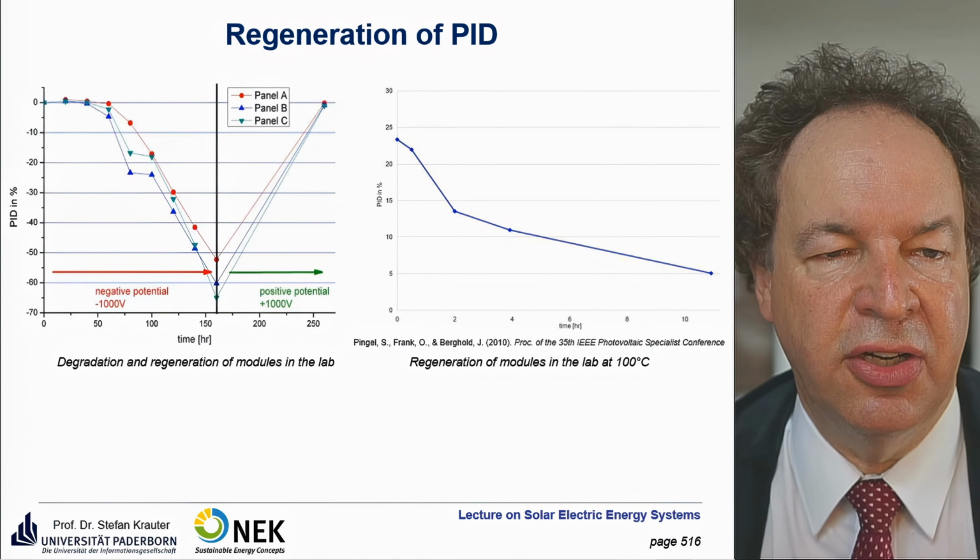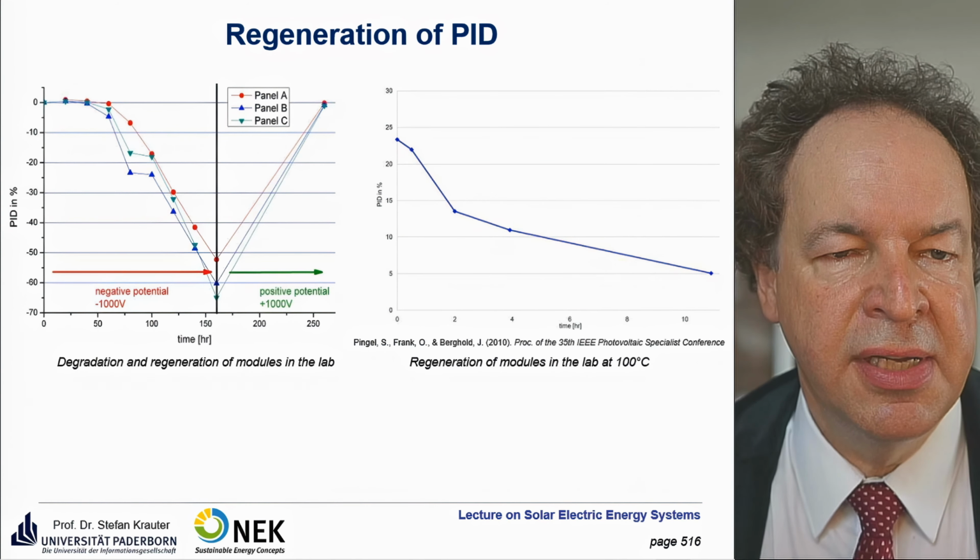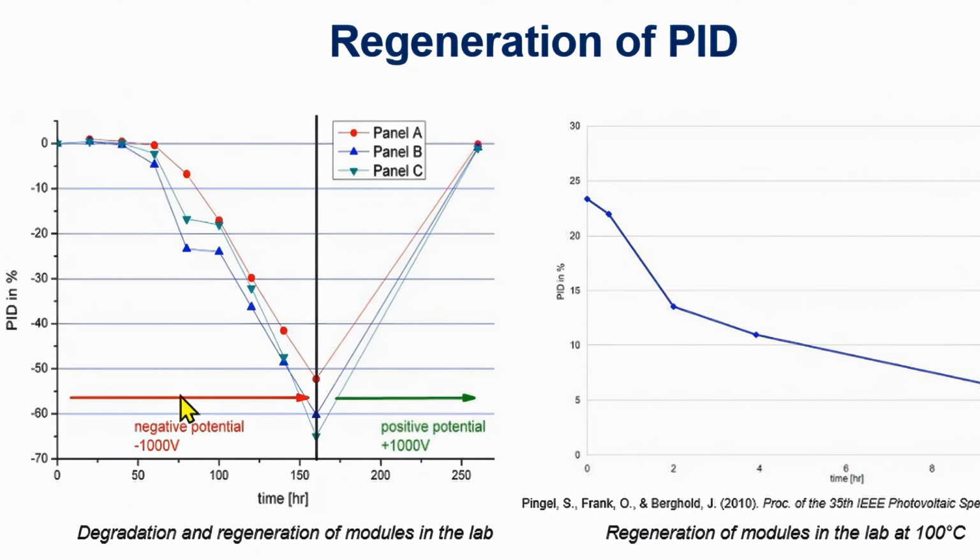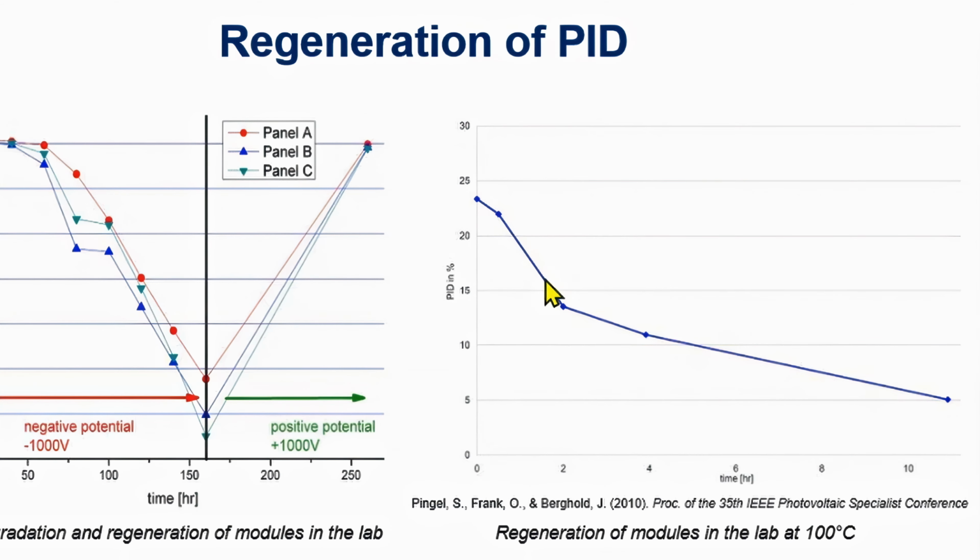Here you see the effect of the PID recovery. First you see PID, with the negative voltage of minus 1000 volts, and it's a strong PID effect of minus 60%. Then you apply a positive voltage and you see the recovery immediately. Okay, it's 250 hours, quite a long time, so you have to use many nights to apply this voltage in order to get a recovery. You see that after some hours, there's already some recovery. It's at a really high temperature, 100 degrees.